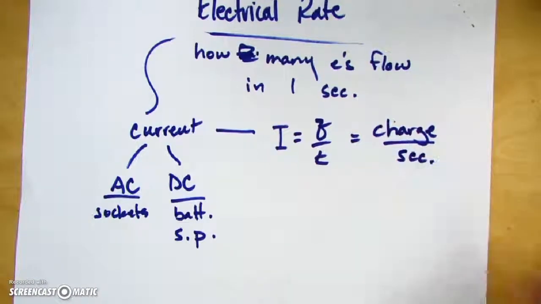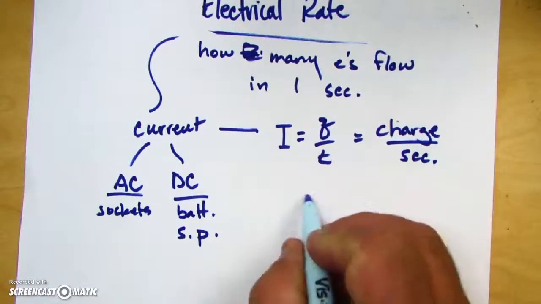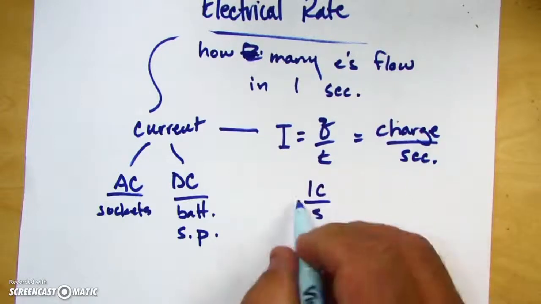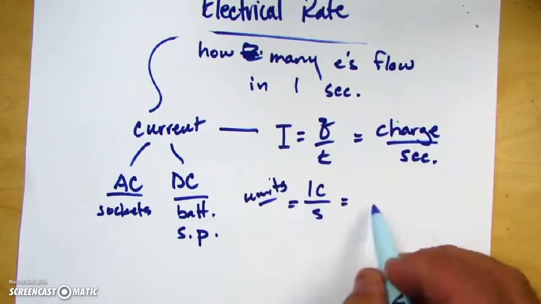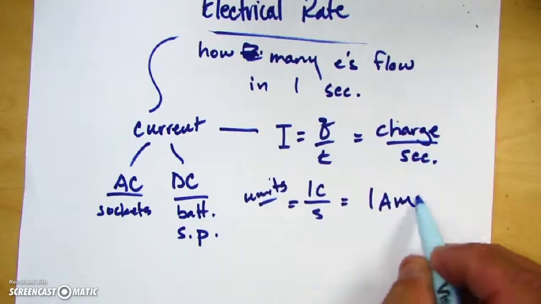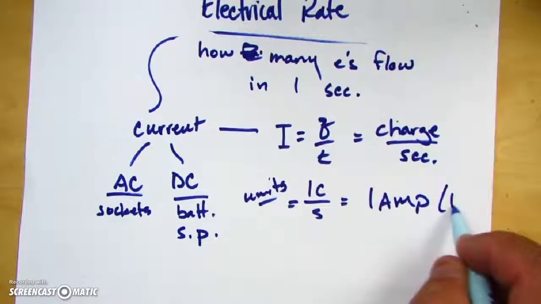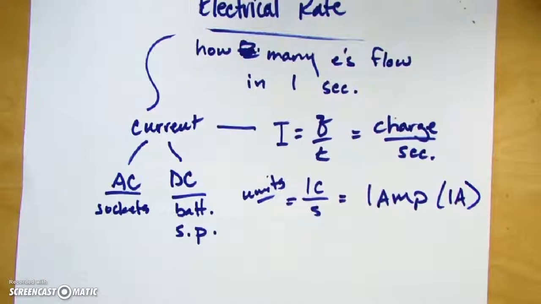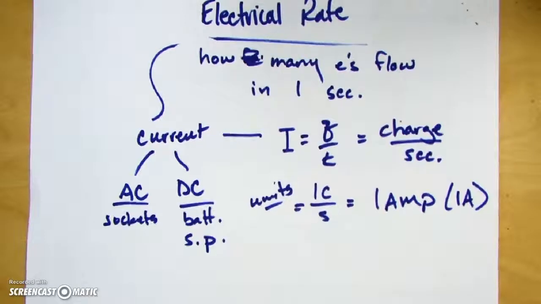Now, the good thing about electrical rate, about current, is the fact that there is no SI or metric unit that's any different than the English unit. It's the same unit. It's an ampere. 1 coulomb per second, so we'll go units. 1 coulomb per second is equal to 1 amp, named after ampere, but we usually say 1 amp, or sometimes you'll see it written as just 1A. We don't usually say the entire term ampere, but you can if you want. You're not wrong to say it.